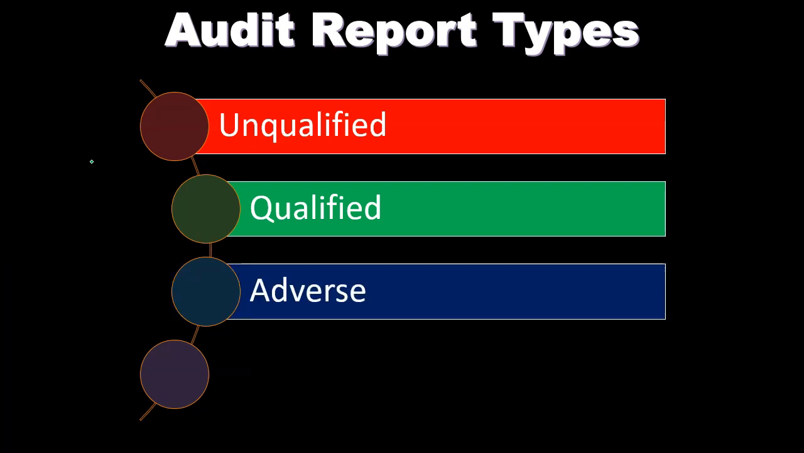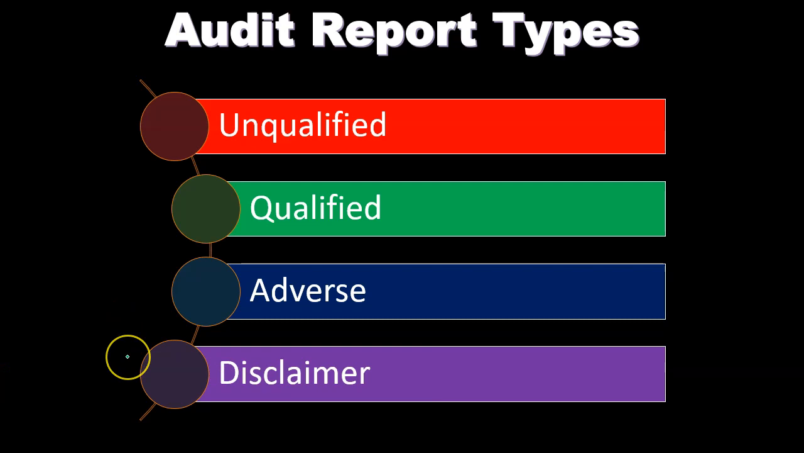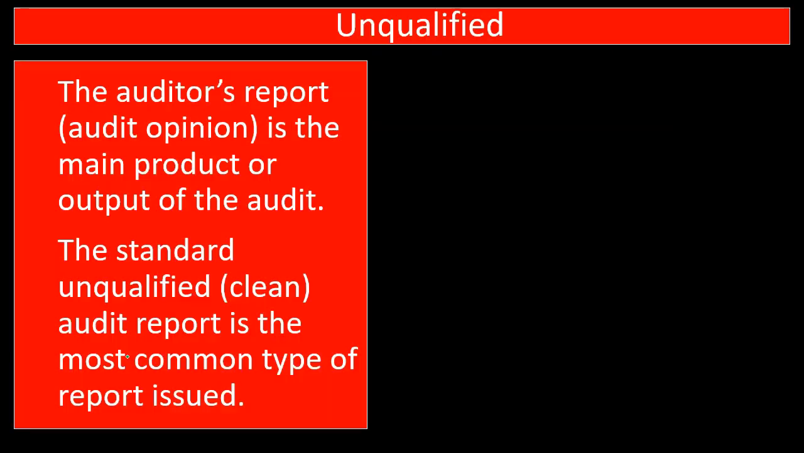We could have an adverse opinion, which is basically, that's not good. We would basically be saying no, and we'll talk a little bit more about that opinion as well. And we could have a disclaimer of opinion, which basically means we're not going to be able to issue an opinion on these financial statements. So let's take a look at that in a bit more depth.